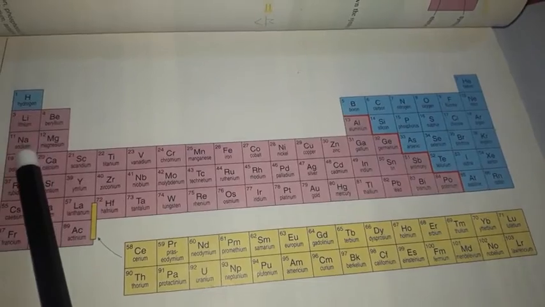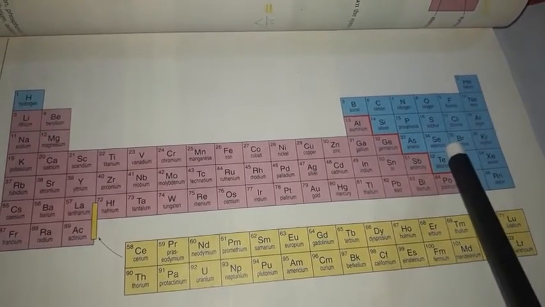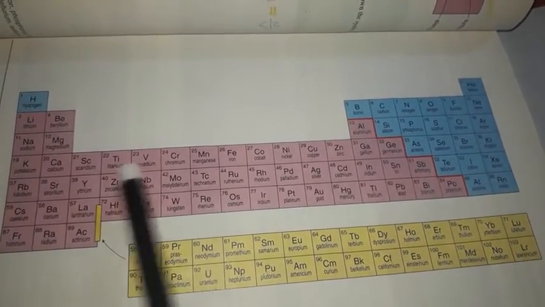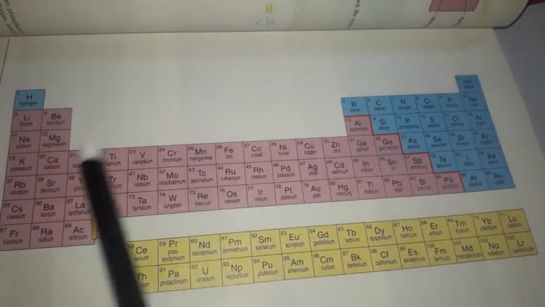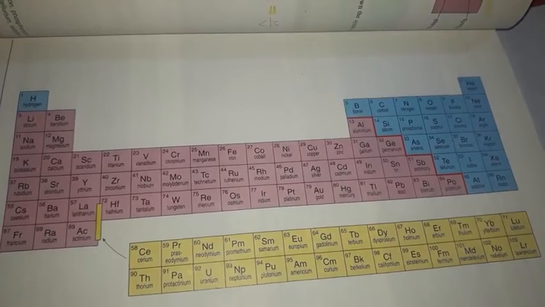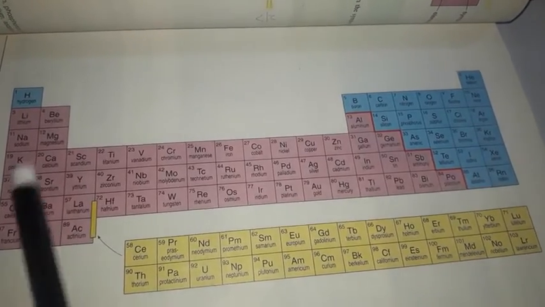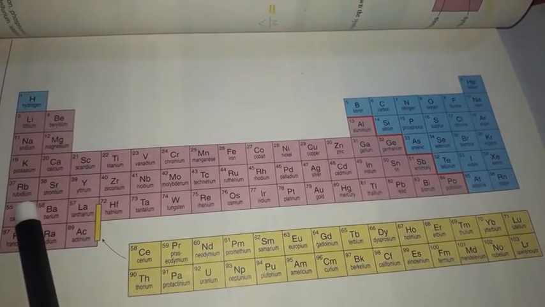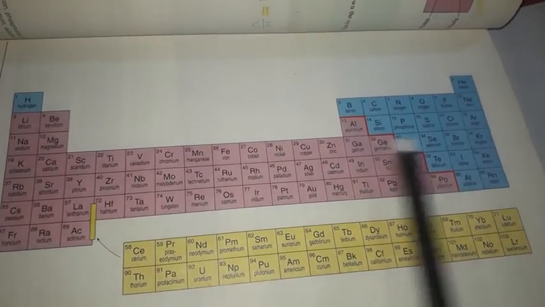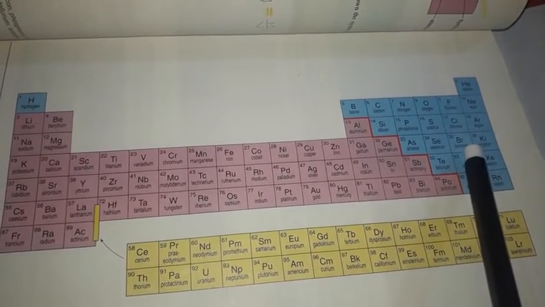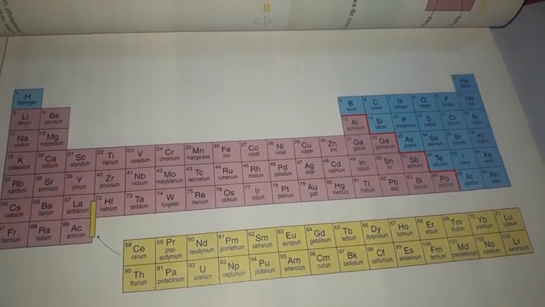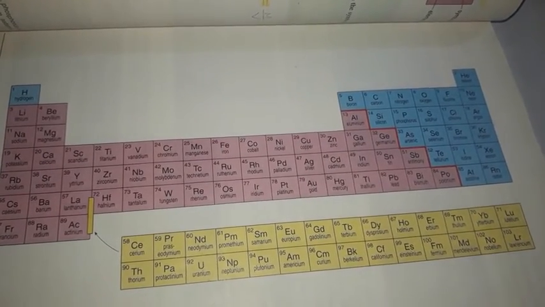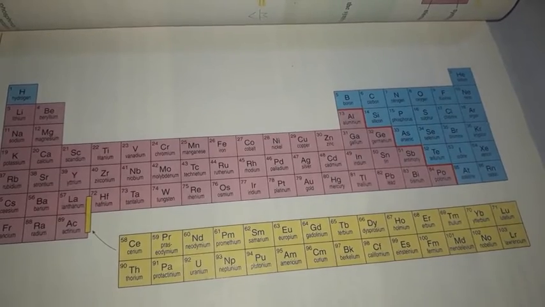While as we move from left to right in the horizontal row, each horizontal row is called a period, and in the period, as we move from left to right, we will see a gradual change in the properties from metallic to non-metallic. So this is the detail of the periodic table. I hope you have understood it.